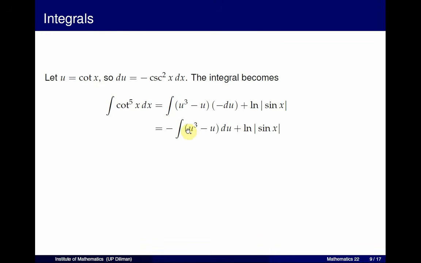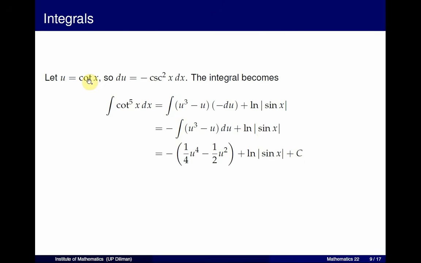So this gives us negative integral of the quantity u cubed minus u du plus ln of absolute value of sine x. And notice u cubed minus u is just a polynomial. We can evaluate that directly. So the integral is negative quantity 1/4 u to the fourth minus 1/2 u squared. And then the rest of the expression, so plus ln of absolute value of sine x plus c.